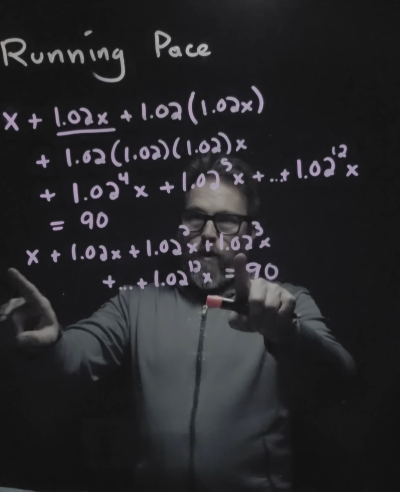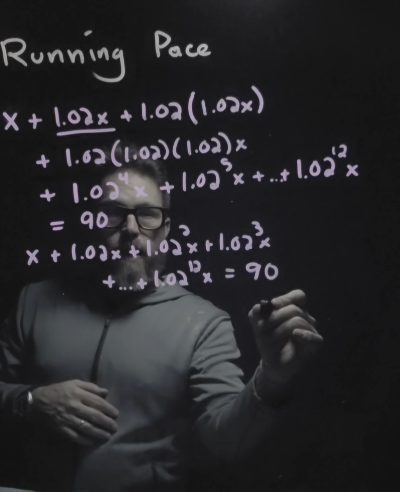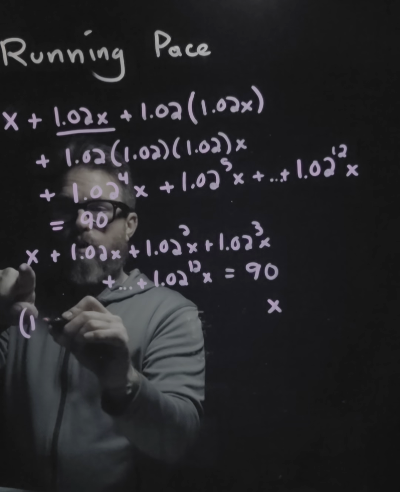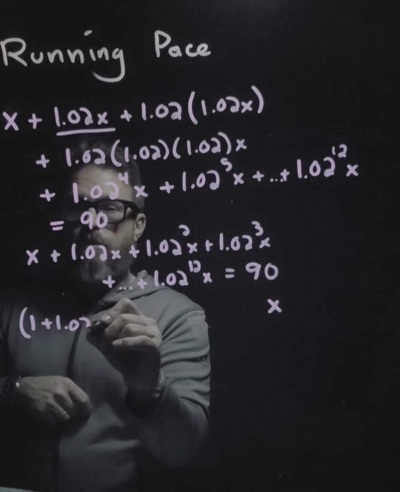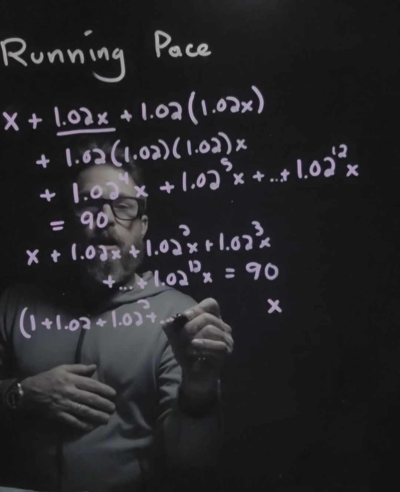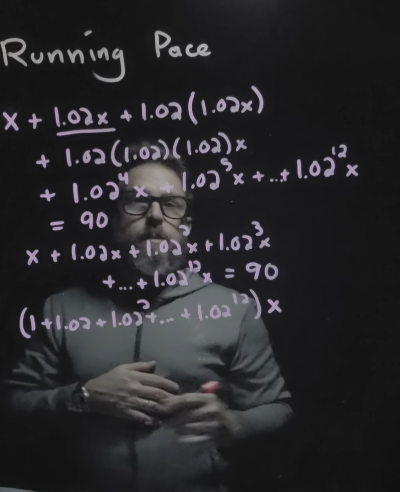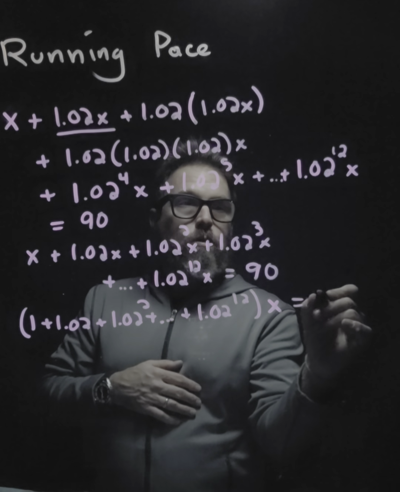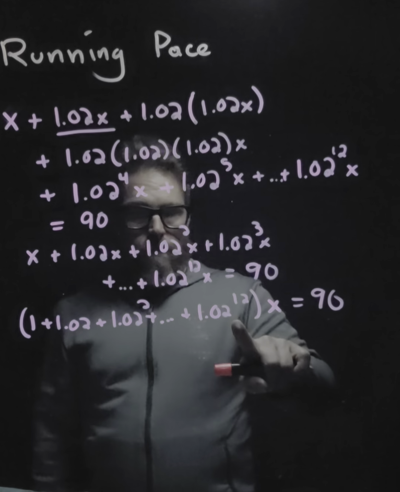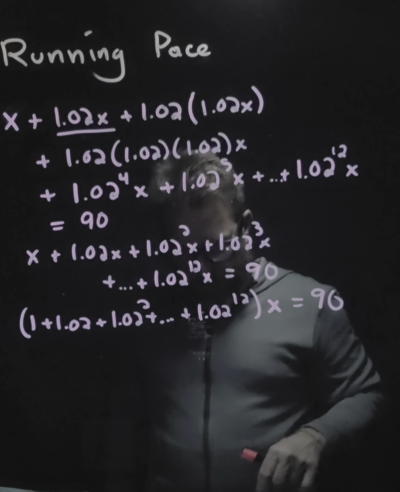Now what I can do is, in this equation, each one of these terms shares an X. So I can factor an X out of here. And what I'd be left with is this coefficient is going to be 1. The next one's going to be 1.02 to the first power. The next one's going to be 1.02 to the second power, plus all the way up to 1.02 to the 12th power. And this is all going to be multiplied by X. And this needs to be equal to 90 minutes. So if I multiply this large coefficient in front of X out, what I get is 13.412.